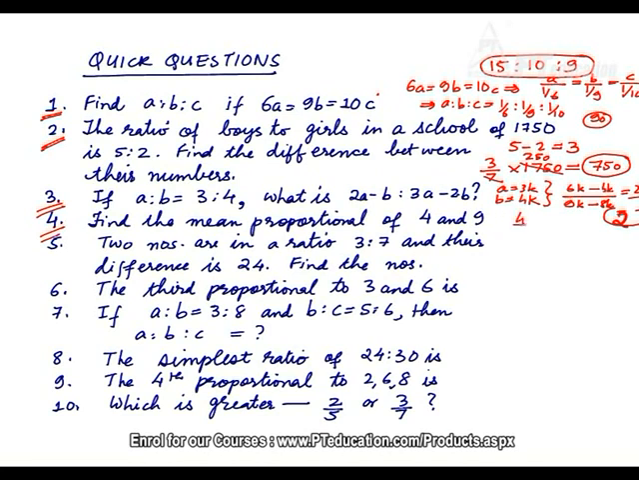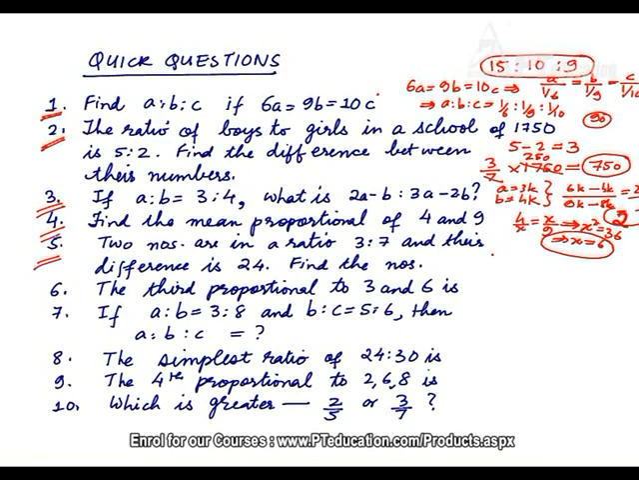Very simple. 4 by x will be x by 9, which will give you x square is equal to 36, which gives you x is equal to 6. So the mean proportional in question number 4 to 4 and 9 will be 6. We have just proven it. We come to question number 5.